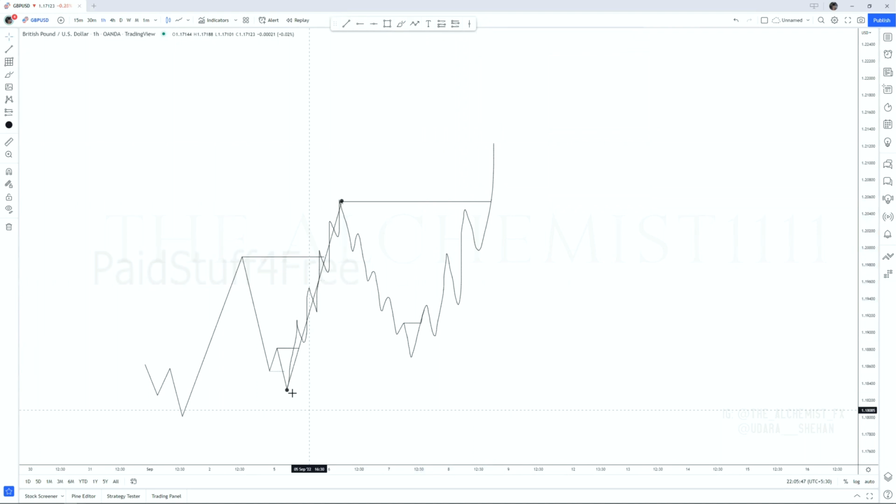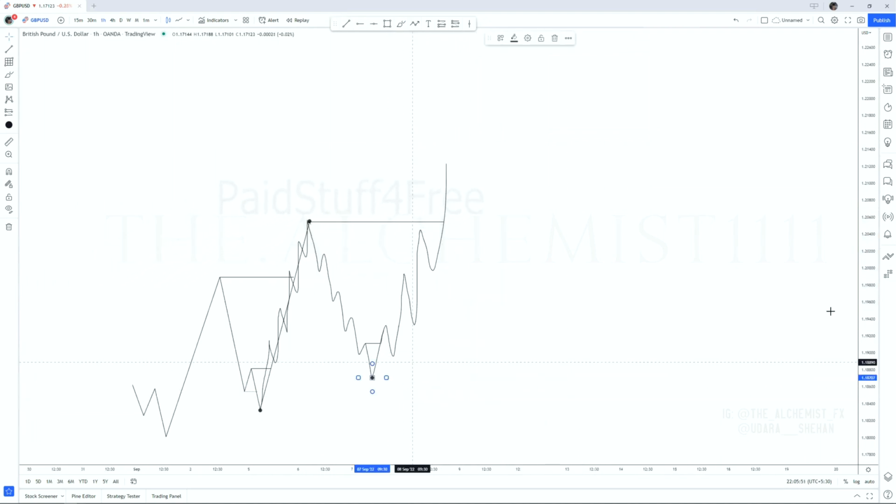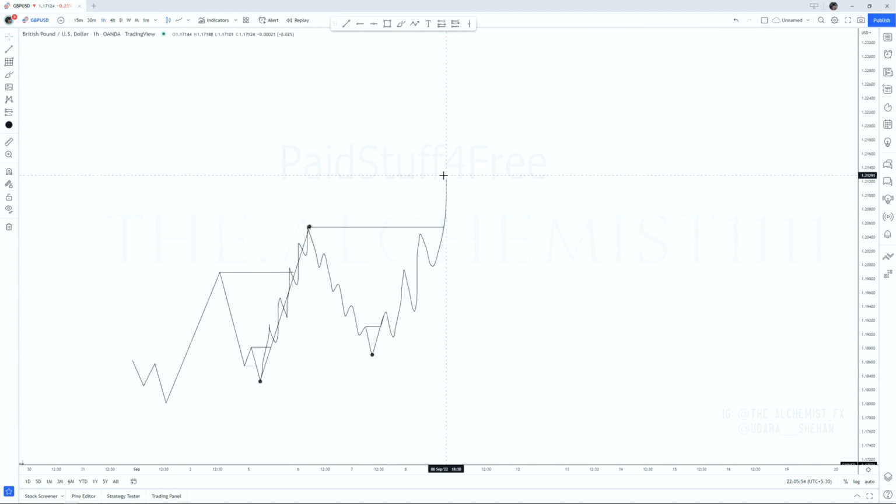So once you get a breakout of the previous range like this, then we can confirm that, there we go. This is the low of the next trading range. The low is confirmed. But how do we know the high is confirmed?